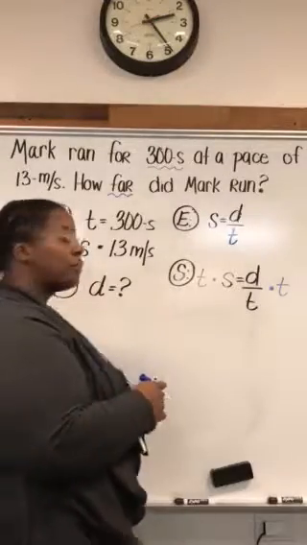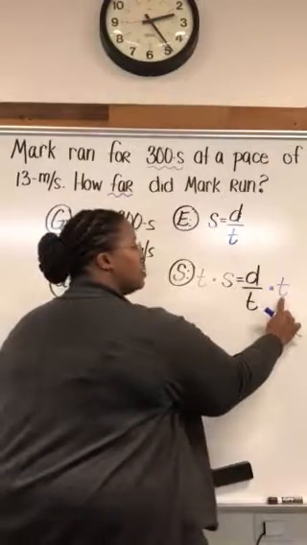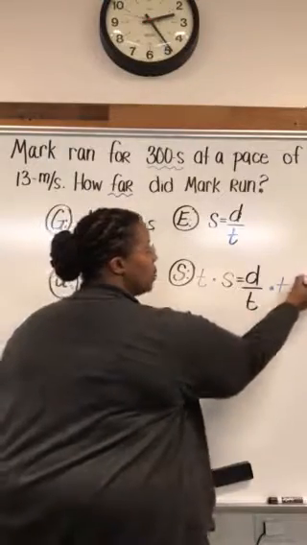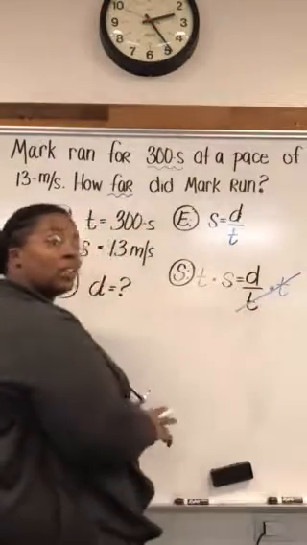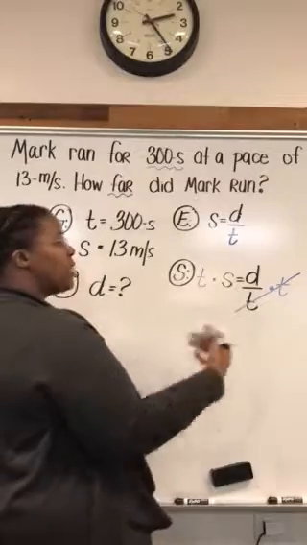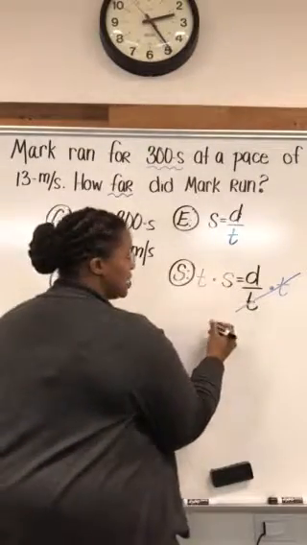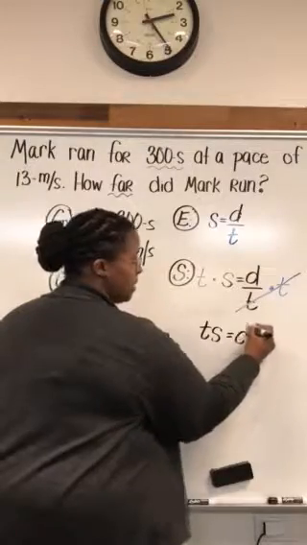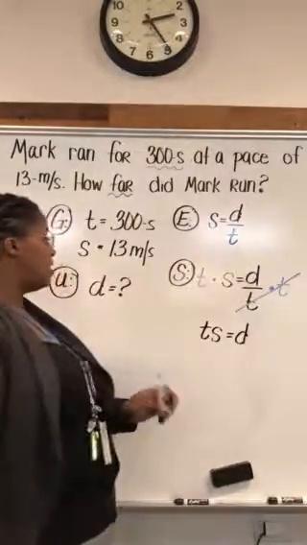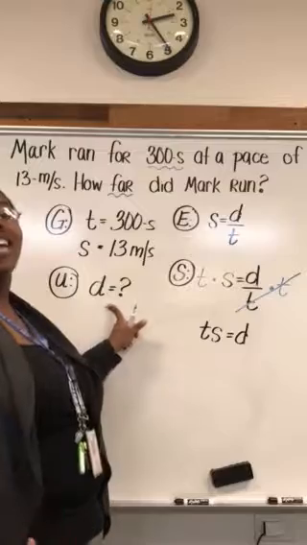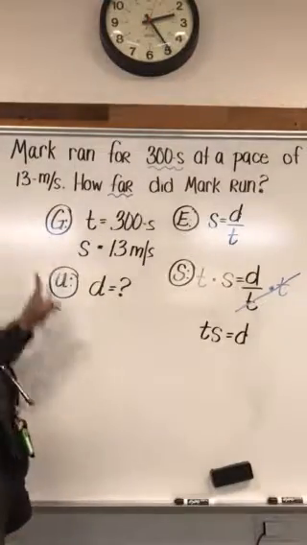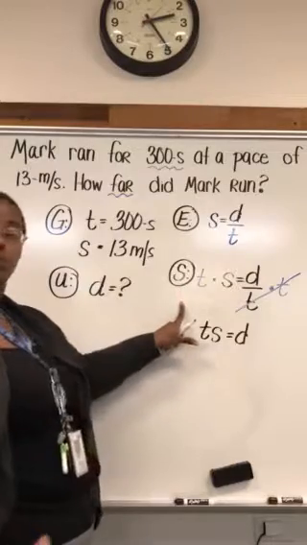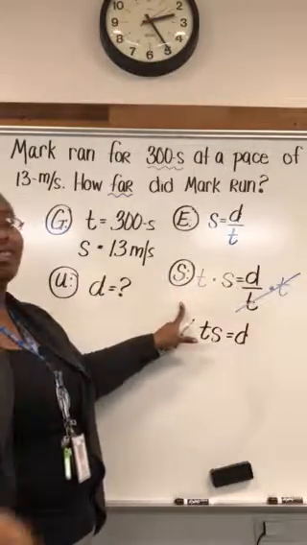And whatever I do on one side, I have to remember to do on the opposite side as well. If you take a look, we have a time on the top and a time on the bottom. What happens here? They're going to cancel out. And I'm left with my new equation. T times S equals D. Now, does this match up with my unknown? Yes. Given, unknown, equation, substitute. We've moved some things around. Now you're ready to solve.